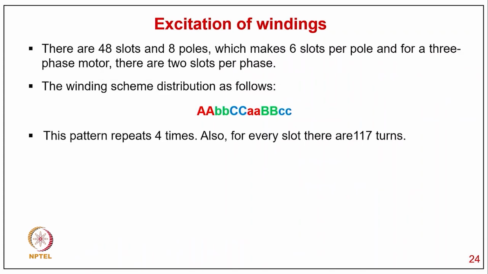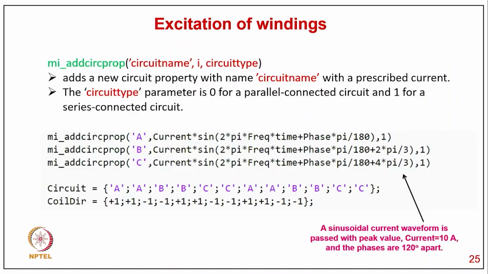So coming to excitation of winding, there are 48 slots and 8 poles, which makes 6 slots per pole for the 3-phase motor, and there are 2 slots per pole per phase. The winding scheme distribution is as follows: capital A, small b, capital C, small a, capital B, and small c. Capital A is for the upper conductor, upper coil side, and small letters are for the return coil side. The pattern repeats 4 times. Also, for every slot there are 117 turns.